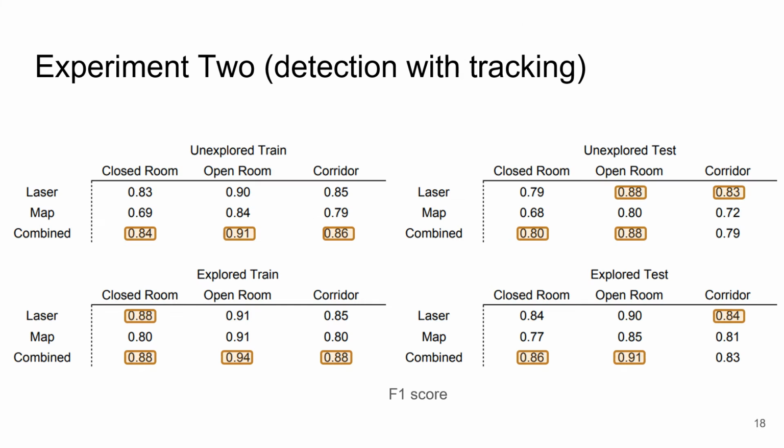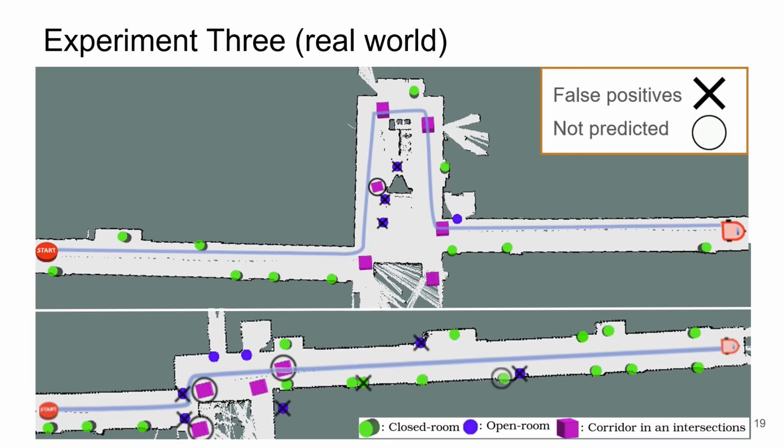The F1 score of all the three models increased using the explored map, which is because of using gmapping as a global frame for our tracking module. So when the robot uses an explored map, the shift in the gmapping frame decreases and we have a more accurate result. Experiment 3 is conducted in the real world using the Husky robot. You can see the map and prediction of the robot for these trajectories.